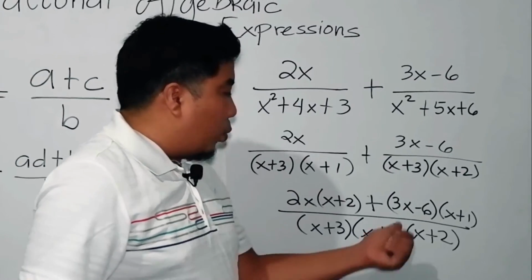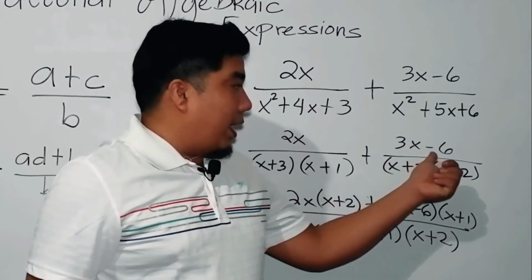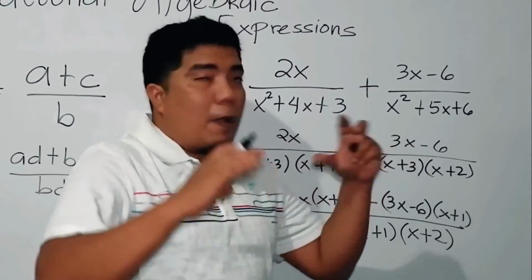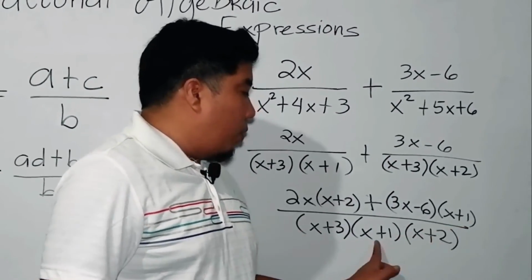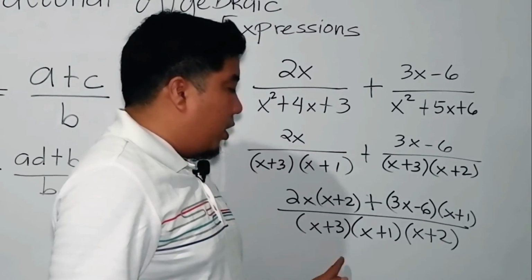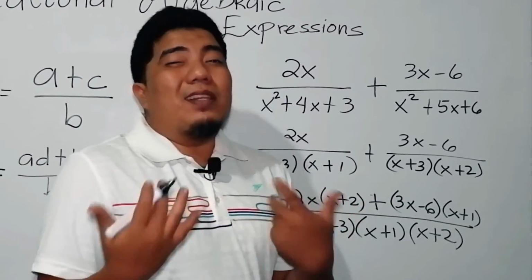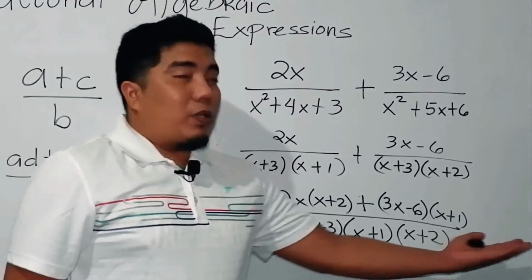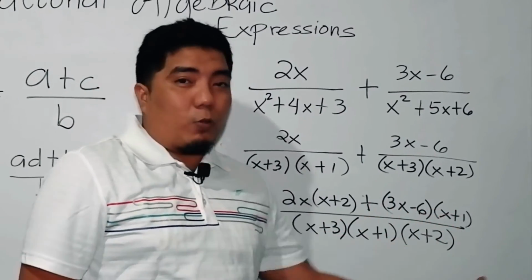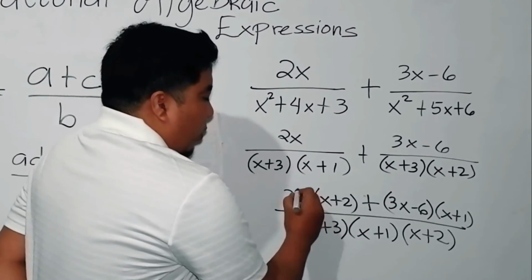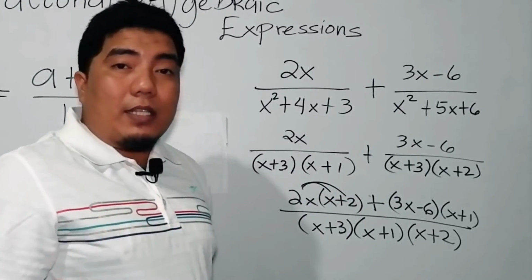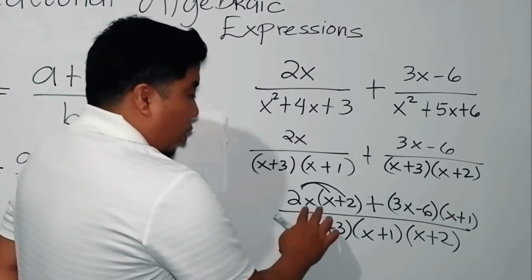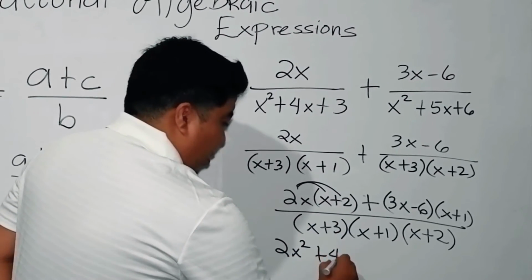Now, if you want to ask me, Sir Ash, why did you make a parenthesis for your 3x minus 6? That is because if this whole binomial will be multiplied by our answer in the denominator, x plus 1, then we will use the FOIL method later because that will be distributed to each other. Okay, so now we have here. Okay, I hope you got that one. Now, what we will do is simplify by using the distributive property. So, we have 2x times x, that is 2x squared. 2x times 2, that is positive 4x.